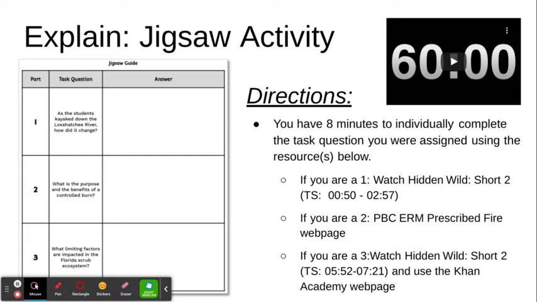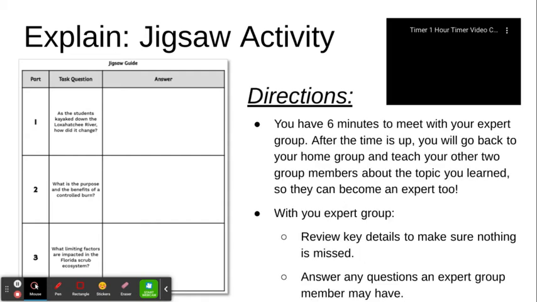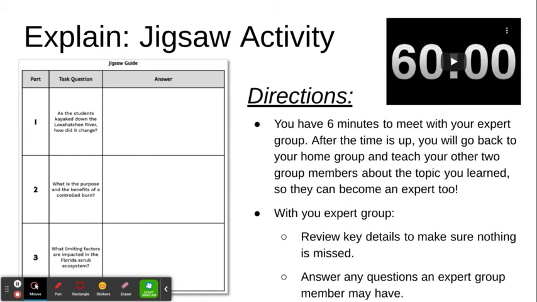Once they have answered their question and the timer goes off, they are now going to go to an expert group. In their expert group, they are going to meet with students that had like numbers with them. So all the 1s are now going to come together, 2s come together, all the 3s come together. And they're going to discuss their task question and the answer that they put down. They can agree to disagree on some things. They can add new information into things. This is a time to make sure everybody is on the same page, not that every single person has the same identical answer.